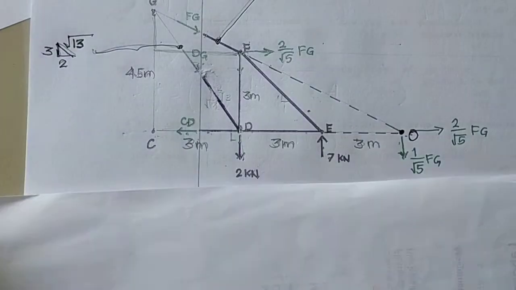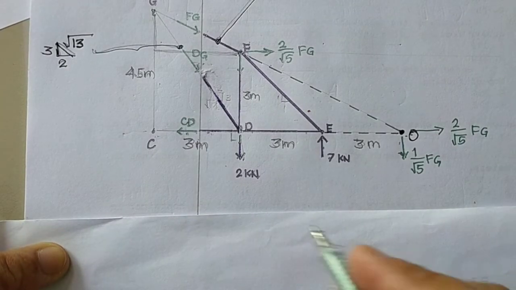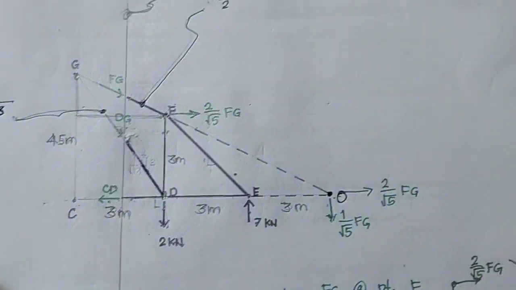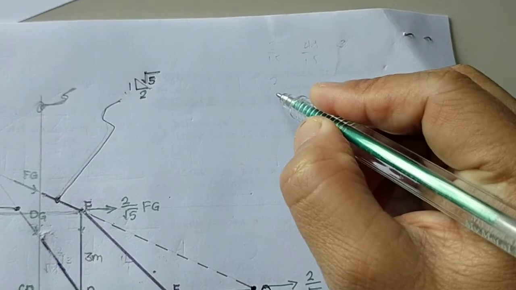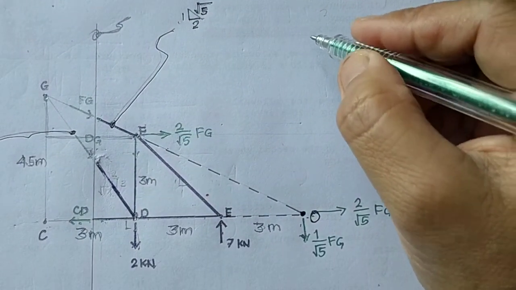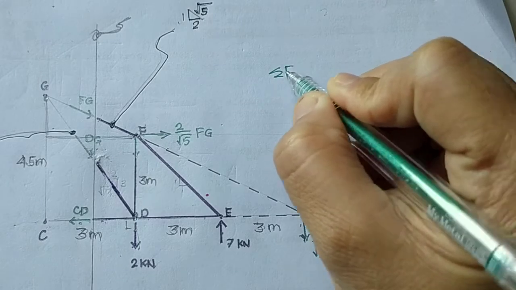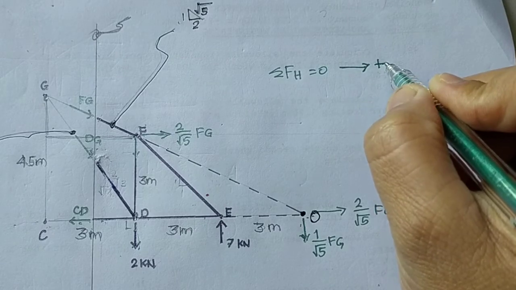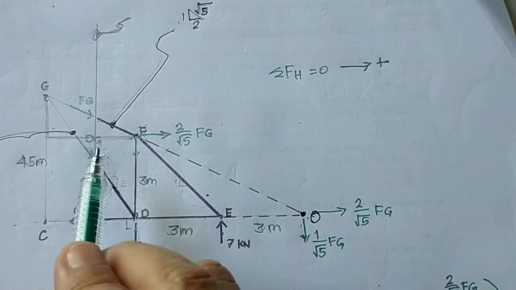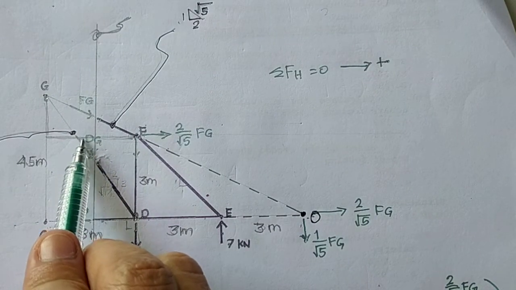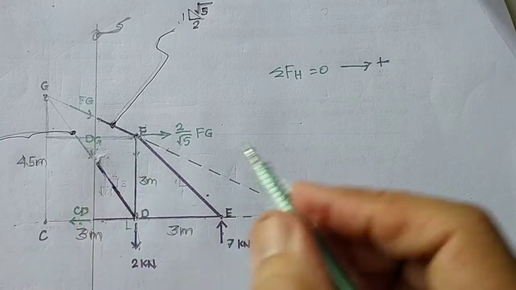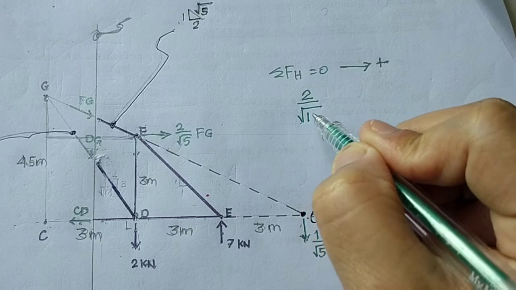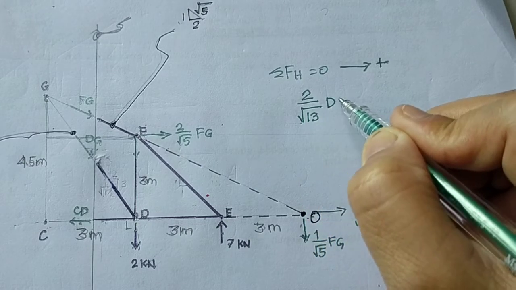Okay, let me solve it here. Value of DG, summation of force horizontal equals 0, so going to the right forces should be positive. So the horizontal component of DG is going to the right. We have the slope of horizontal, that is 2, and the hypotenuse is square root of 13. This is the component of DG.